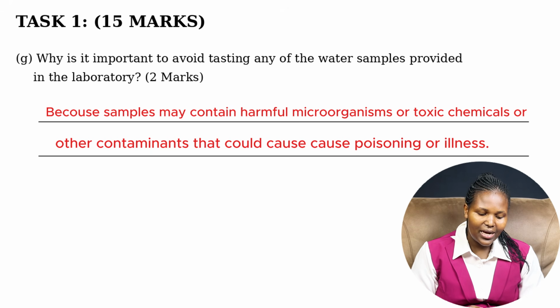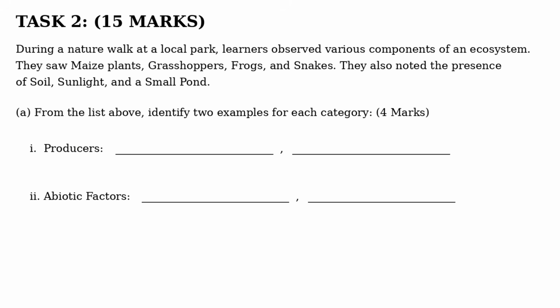And with that, we are done with task 1 and now we are ready to go to task 2. So task 2, we are going to talk about task 1. First of all, it was just one question with all those sub-questions. And then now task 2 also has 15 marks. So it is the last part and it has 15 marks. So this question is mostly about ecosystem. And let us see what it says.